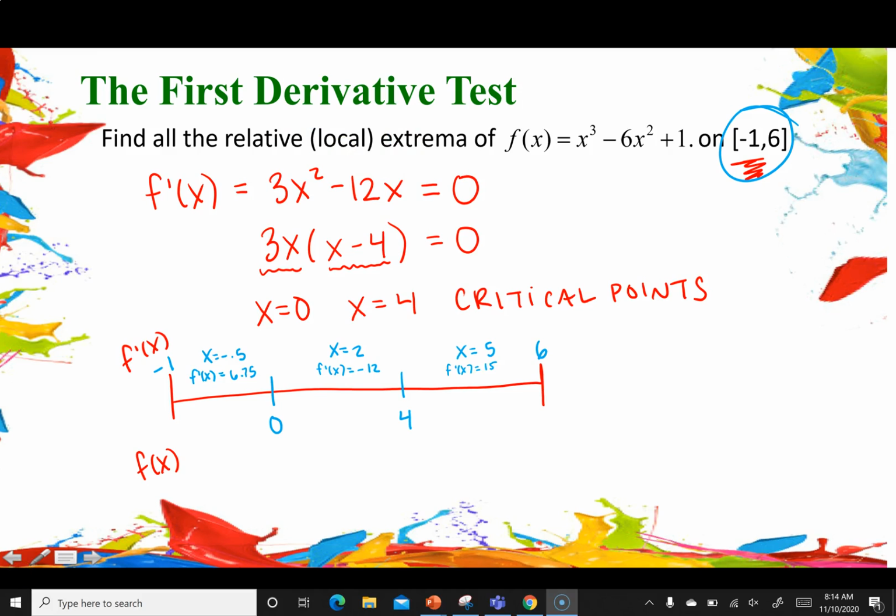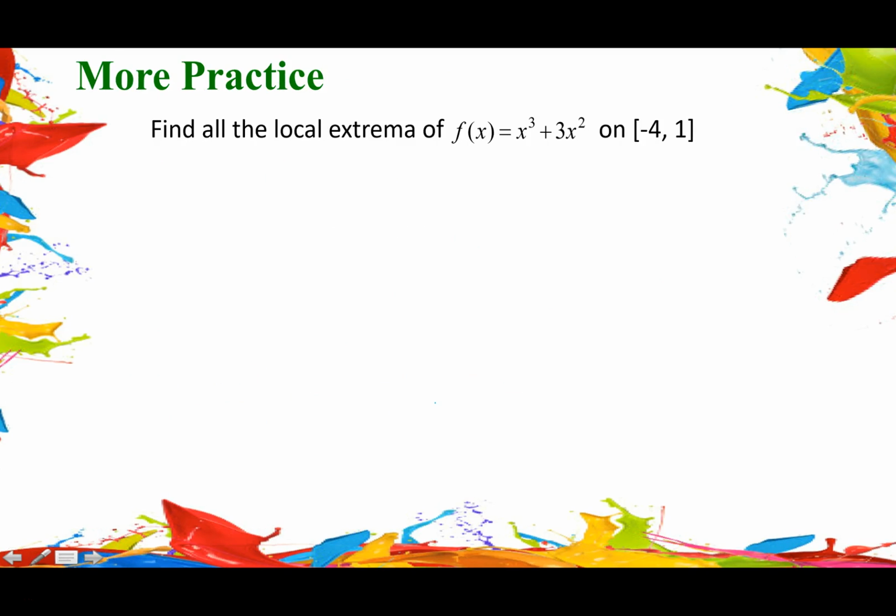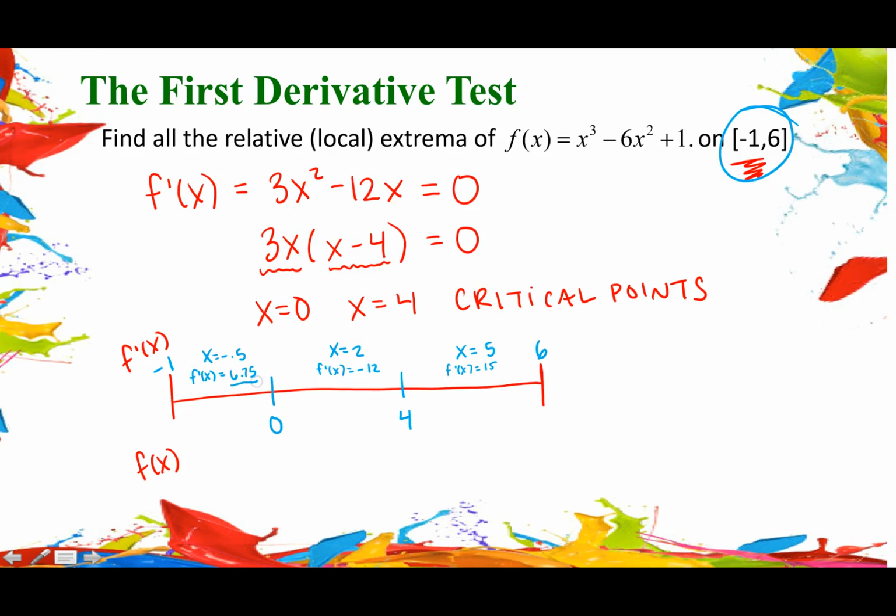All right, I'm back. So what I did was I just plugged those x values into the derivative. For the first one here, when I plugged in a negative 0.5 into the derivative, I got, I hate it when it does that, a 6.75, which is a positive. So I'm going to put a plus here. But when I plugged in 2 into the derivative, I got a negative 12, so I'm going to put a minus here. And then for x equals 5, I plugged that into the derivative, and I got 15, which is a positive. So folks, make sure you're plugging into the derivative.